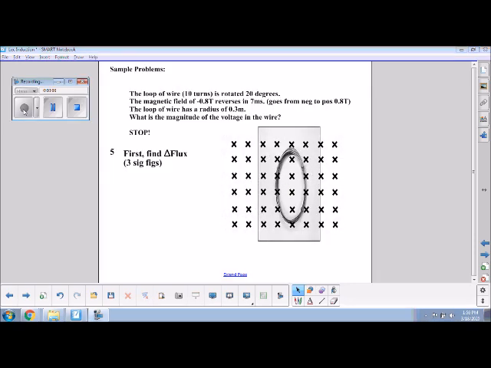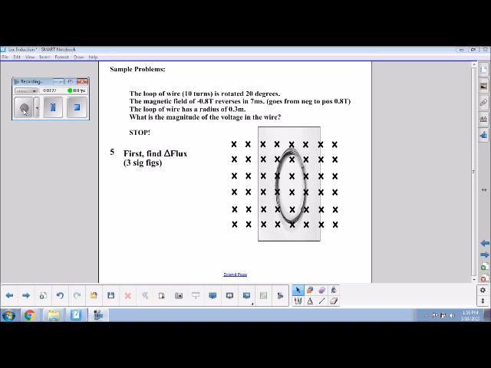All right, another sample problem. Here we have a loop of wire. The magnetic field's changed a little bit. It's going from a negative magnetic field, and it reverses. So it goes from 0.8 Tesla in one direction to 0.8 Tesla in the other direction. Also, the loop of wire was rotated 20 degrees, so that projection is no longer parallel to the magnetic field. It's now at an angle of 20 degrees.